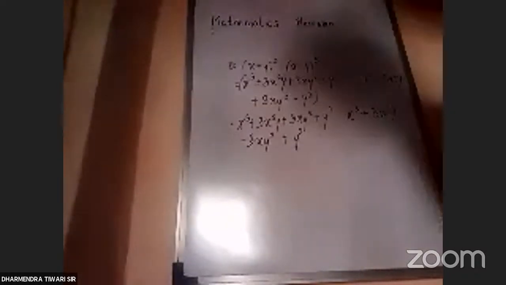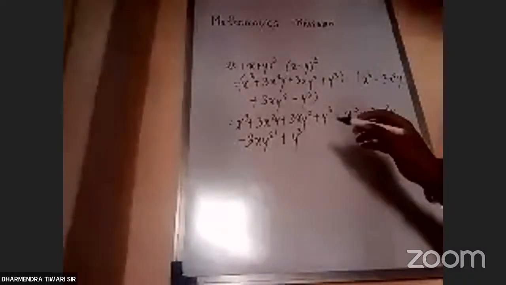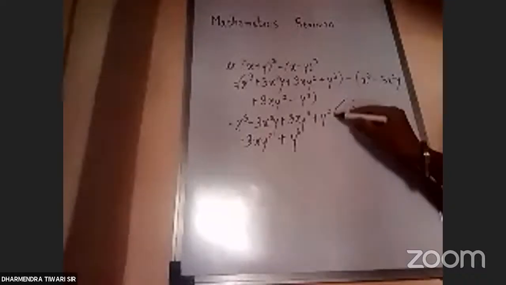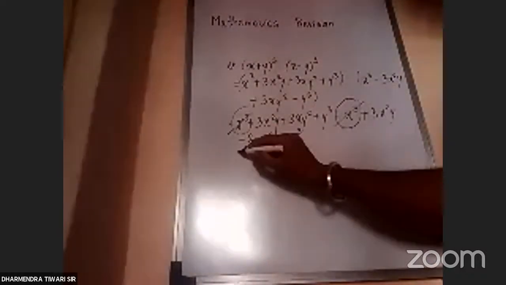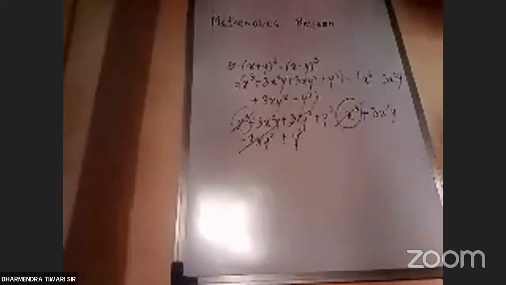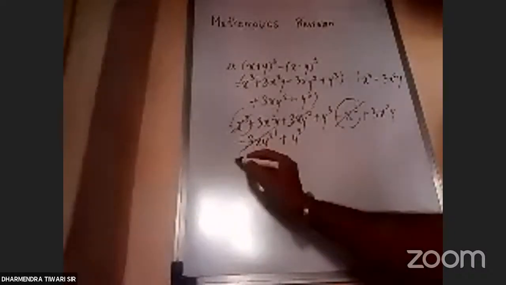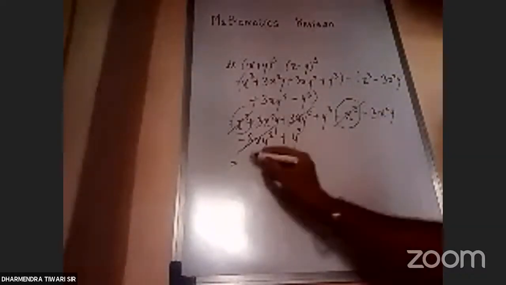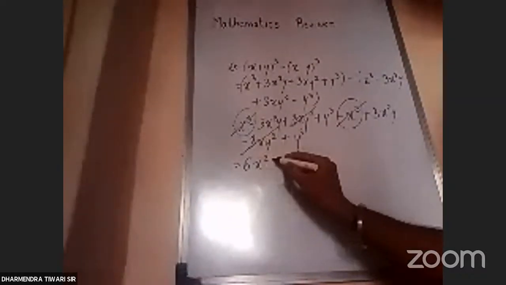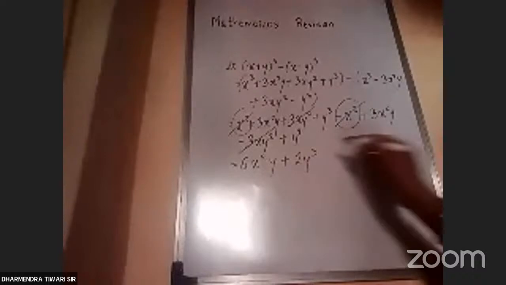Now, the terms with opposite sign get cancelled. You can see this term having minus, this term plus gets cancelled. What else? This term minus 3xy square, plus 3xy square gets cancelled. What remains? 3x square y plus 3x square y, 3 plus 3 is 6, x square y, plus y cube plus y cube is 2y cube.